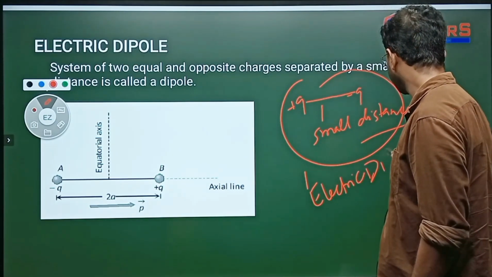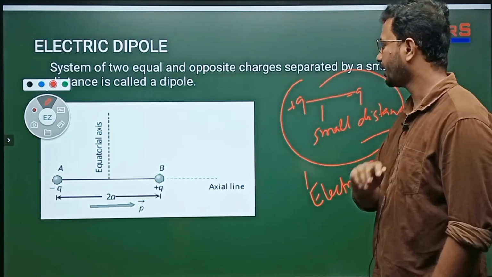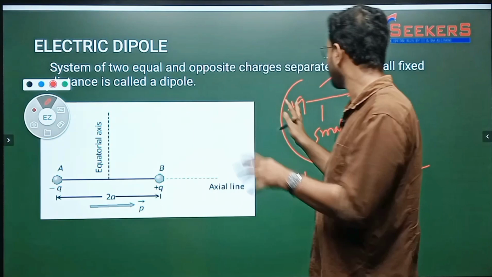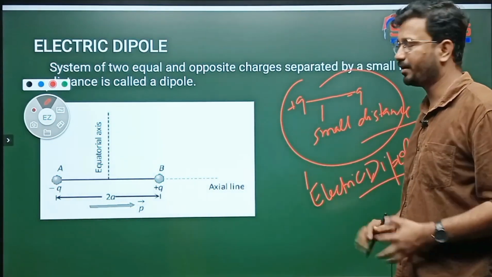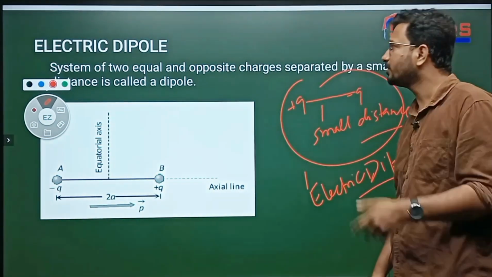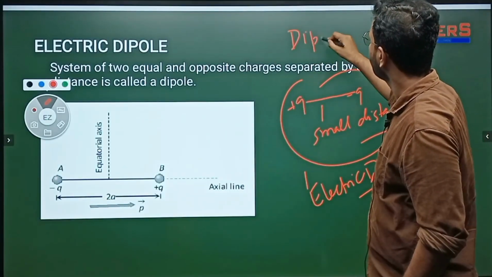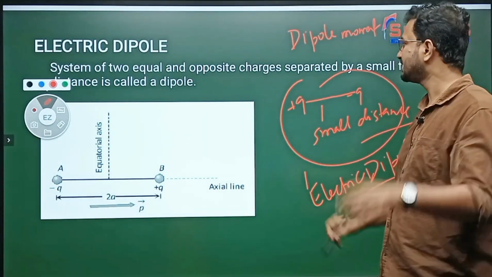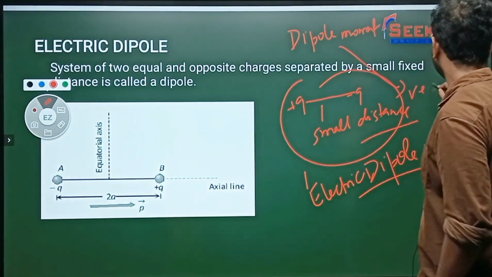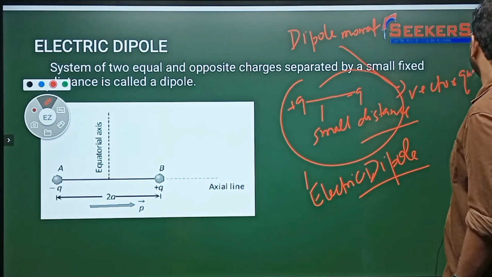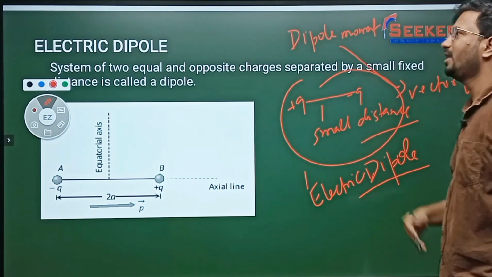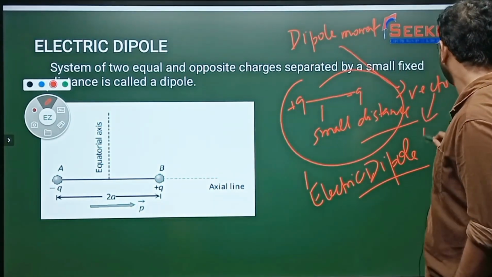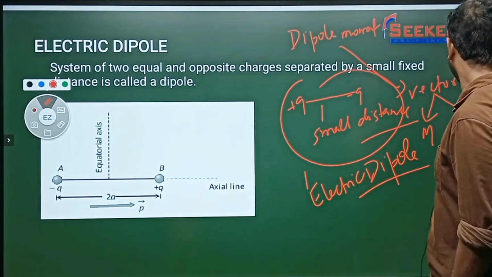Electric dipole. Okay, dipole moment is a different thing. This is the electric dipole: two charges of opposite polarity separated by a small distance. But we have another term called dipole moment. Dipole moment is a different thing. Dipole moment is basically a vector quantity. Any vector has two things: a magnitude and a direction. So it will also have a magnitude and a direction.